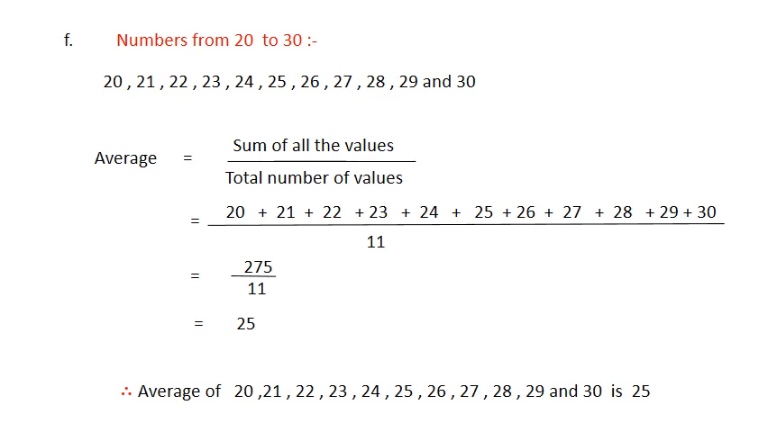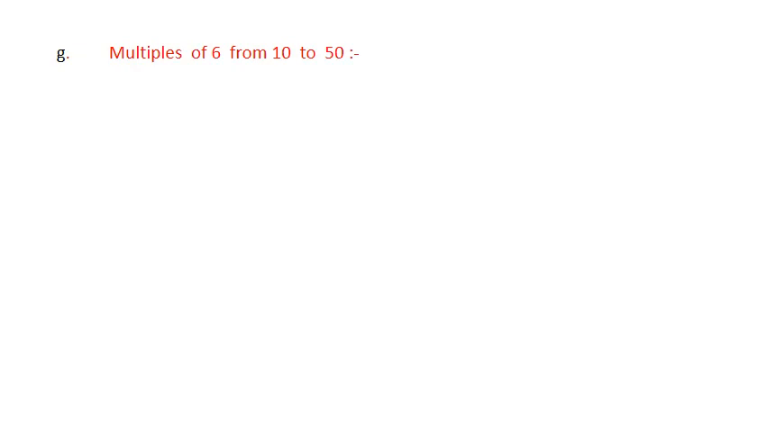Come to the next one. Okay students, see here: multiples of 6 from 10 to 50. Now student, tell me what are the multiples of 6? When we take multiples of 6, we are supposed to take the table of 6. But we are going to write down from 10 to 50 only. Now 10 is not coming in the 6 table. 11 is also not coming.